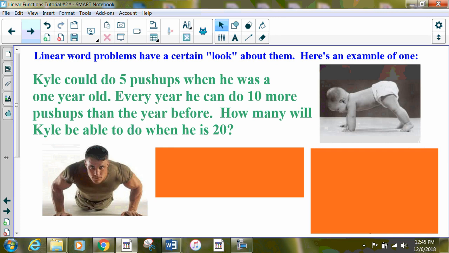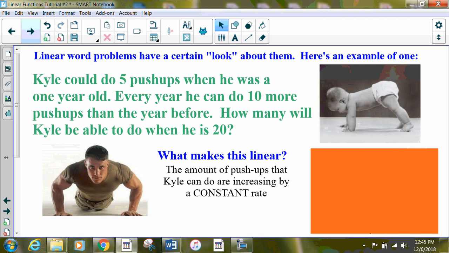So what makes this a linear word problem? Well, the number one thing is that the amount of push-ups that Kyle can do is increasing by a constant rate. It never says anything like, and then Kyle had a growth spurt, and that year he could do 55 more. No, every year, Kyle increases by 10 more. Sorry, I got confused there.